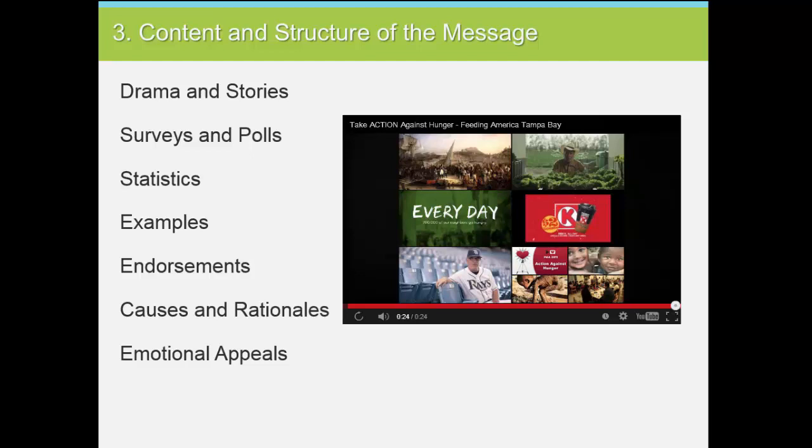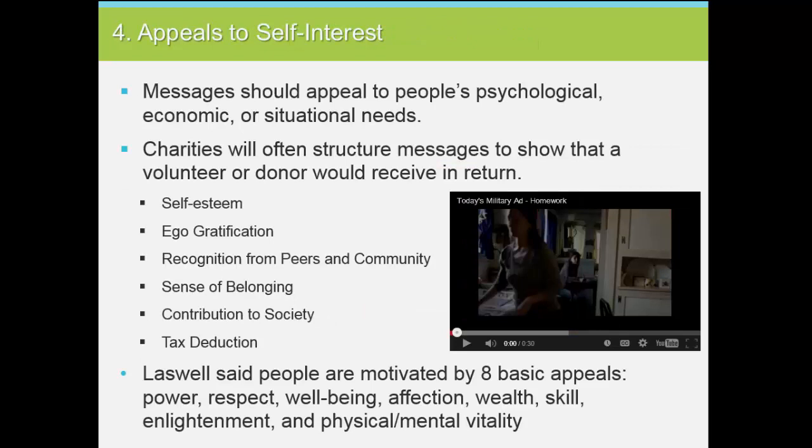these meals. If you understand people's psychological, economic, or situational needs, you can structure a message that will be persuasive. Charities in particular use this strategy to convince people to volunteer for them or donate to them. If they can highlight some of these benefits in their materials, they may be more effective in achieving their goals. Laswell said that people are motivated by the 8 basic appeals that you see here.